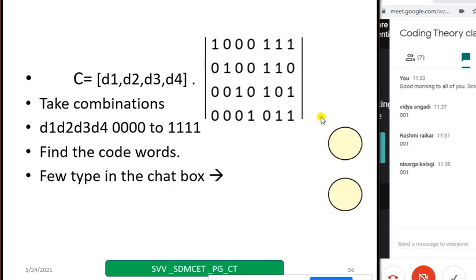Now what I want is the code words. I want you to type the code words. Take D equal to 0000 or 0001, 0010, like that. Take a few and multiply, C equal to, and write the code word in the chat box. Take 2 minutes and try to do it.